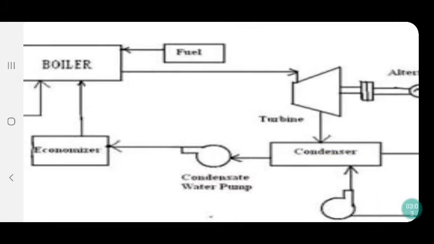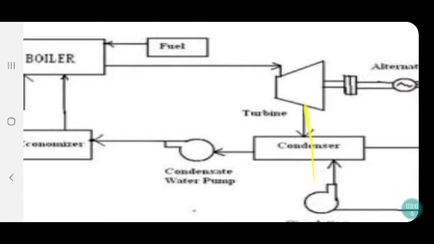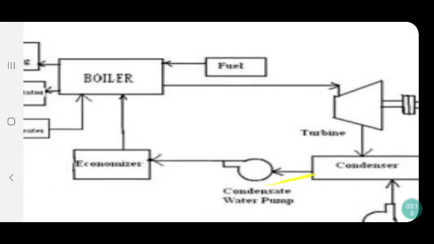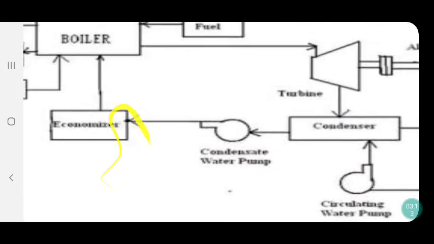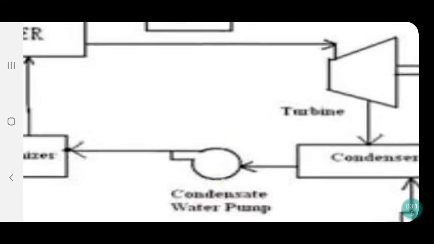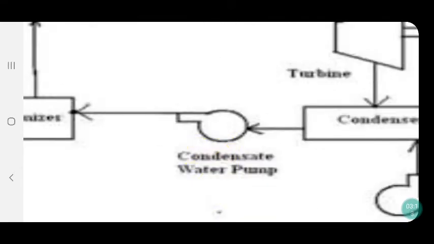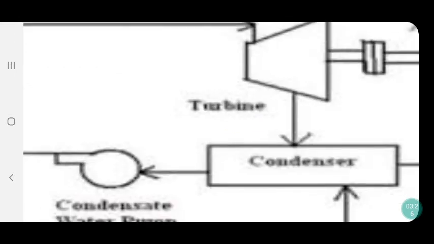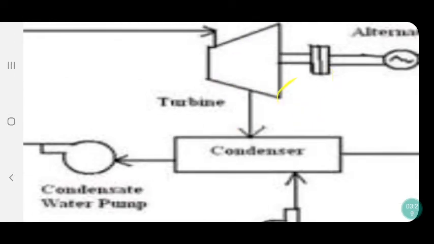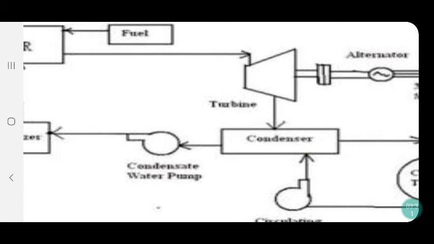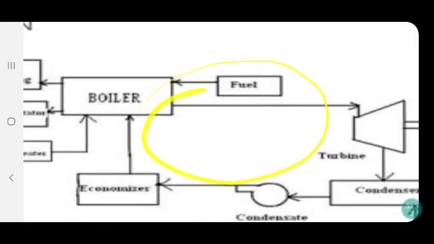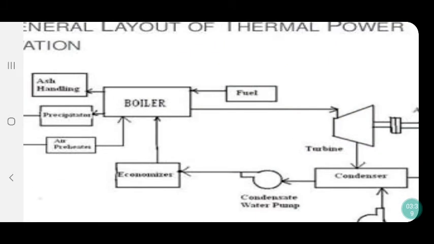This is the condenser. Whatever steam comes from the turbine enters into the condenser. That condenser will convert that steam into water, and that water is given to the boiler once again using this condensed water pump. Again that water will get heated and converted into steam, and again that steam is passed through this turbine, and the turbine will rotate and generate electricity using the alternator. This cycle will continue. This is called the Rankine cycle. This will continue and we will get the electricity.